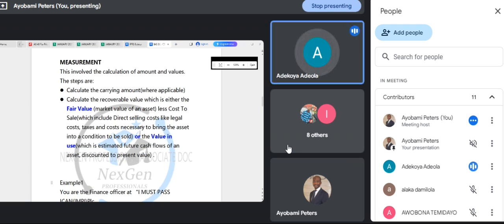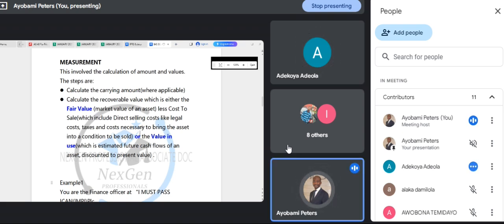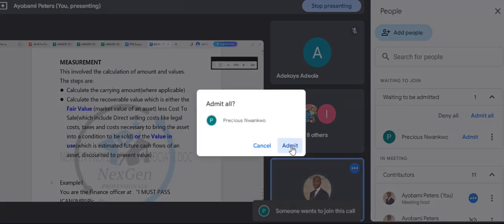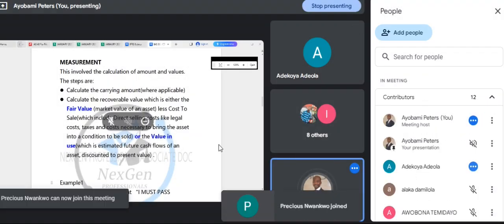Yes, sir. I just want to know the opposite of impairment. That is, if the recoverable amount is higher than the carrying amount, what would you call that? That's a gain, and we can refer to that as a revaluation surplus. Okay. That's a gain, as it were. Is that okay? All right. Thank you. Yes, sir.